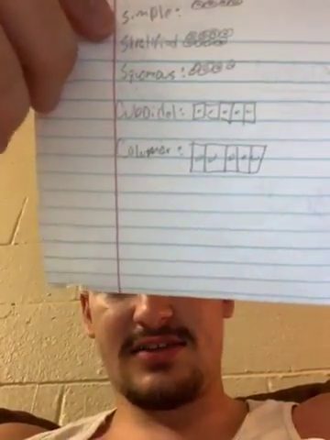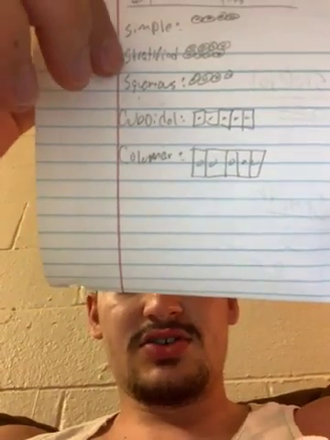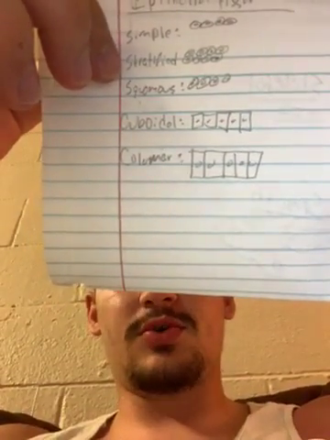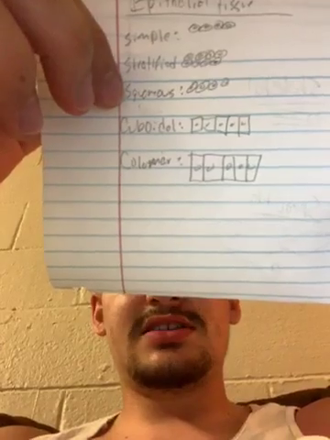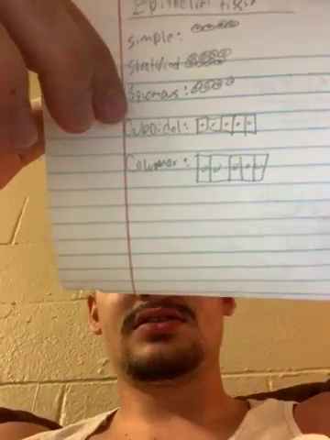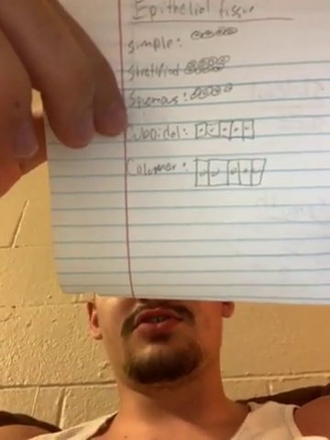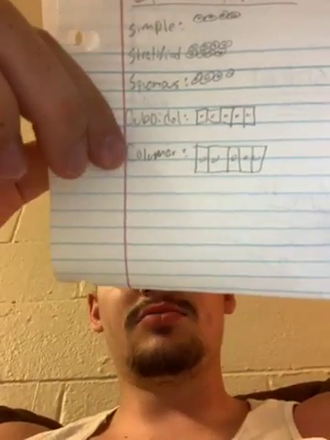There are multiple types of epithelial tissue. These are simple here, which is single layer cells. Stratified, which are multiple layers. Squamous, which are flat cells. Cuboidal, which are square. And columnar, which are rectangular columns. Some other epithelial tissues are pseudostratified columnar, transitional epithelial, and then glandular epithelial.